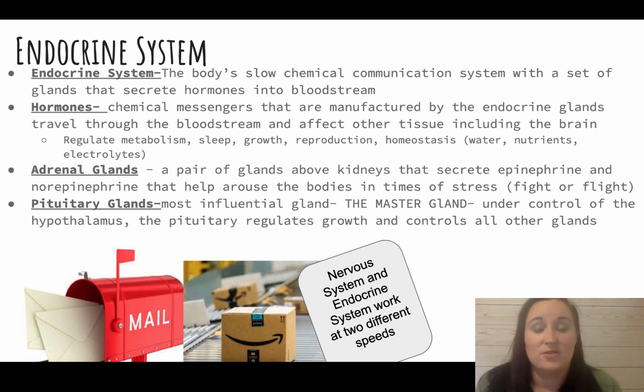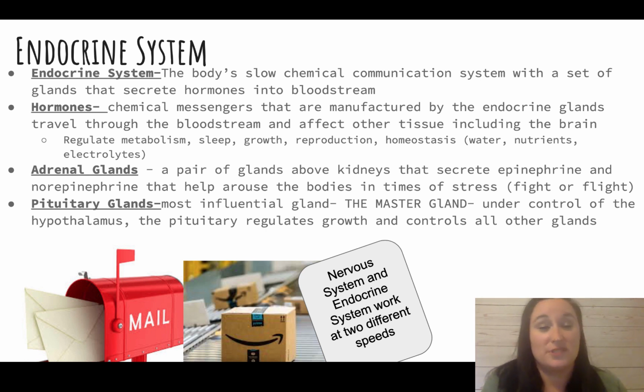glands. So those are located just above the kidneys, and they are the ones that secrete the epinephrine and norepinephrine that we use in that time of fight or flight. So when our body is reacting in that fight or flight mode, it tells the endocrine system to kick in and the adrenal glands to release that. So when that is being released, that kind of might stay with our system a little bit longer.